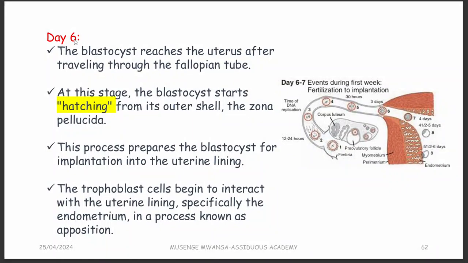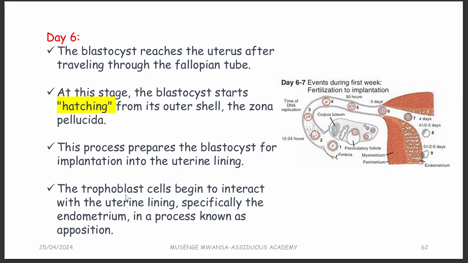And then day six, hatching happens. Okay, the blastocyst is going to start coming out from its outer shell, which is the zona pellucida. That is what is known as hatching. It is different from shedding off of the zona pellucida. Hatching is coming out of the outer shell. Shedding of the zona pellucida happens on the fourth day, but hatching happens on the sixth day. Okay, and this is preparing for implantation.